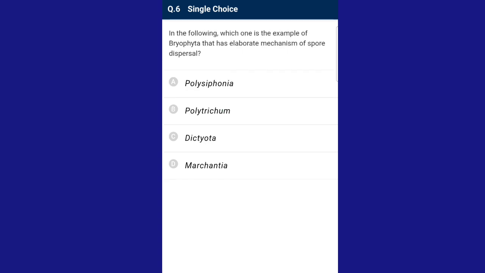Question number 6. In the following, which one is an example of bryophyta that has an elaborate mechanism of spore dispersal? The sporophyte in mosses is more elaborate than that in liverworts. The capsule contains spores. Spores are formed after meiosis. The mosses have an elaborate mechanism of spore dispersal. Common examples of mosses are Funaria, Polytrichum, and Sphagnum. Polytrichum is a genus of mosses, commonly called haircap moss. So the answer is option B, Polytrichum.